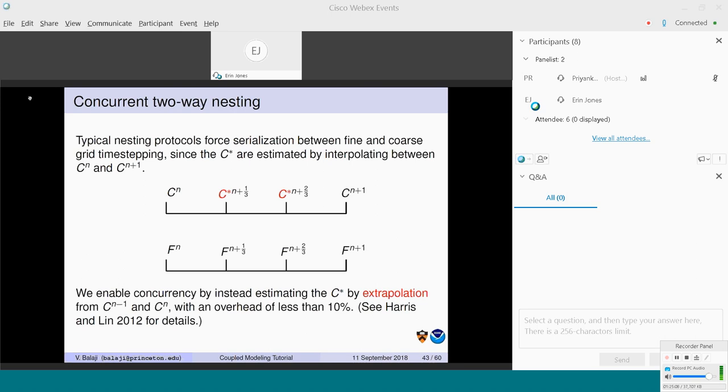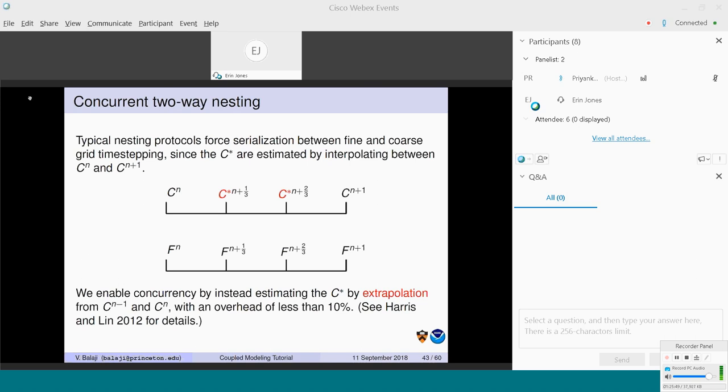So think about it this way. There's a 3-to-1 nesting, and this is the fine model and this is the coarse model. When you change the resolution, the time step also goes down at the same factor. So to go from coarse n to n plus 1 time step, the fine grain is going to execute 3 time steps. It's going to be an n plus 1 third and an n plus 2 thirds time step. And for this, it needs boundary conditions from the coarse grain. So you have to somehow come up with this number as what is the value of the coarse grain after one third and after two thirds of a time step.